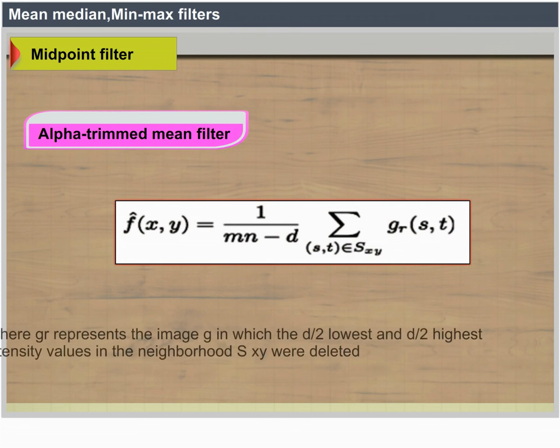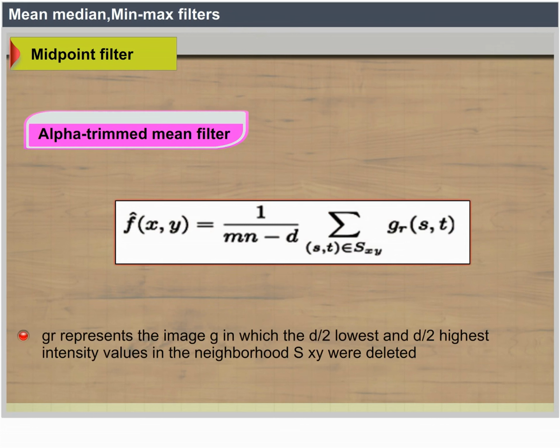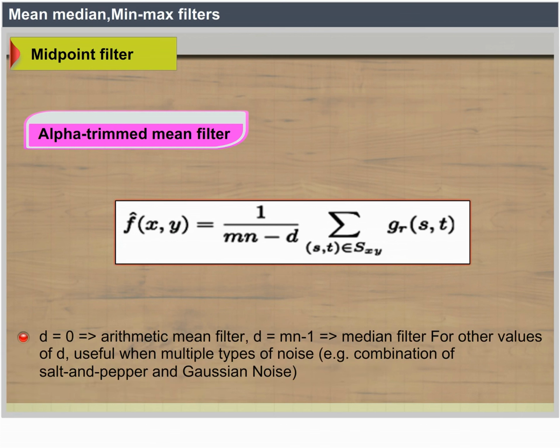g_r represents the image g, in which the d/2 lowest and d/2 highest intensity values in the neighborhood S of x, y were deleted. d equals 0 is the arithmetic mean filter, d equals mn-1 is the median filter. For other values of d, it is useful when there are multiple types of noise, such as a combination of salt and pepper and Gaussian noise.